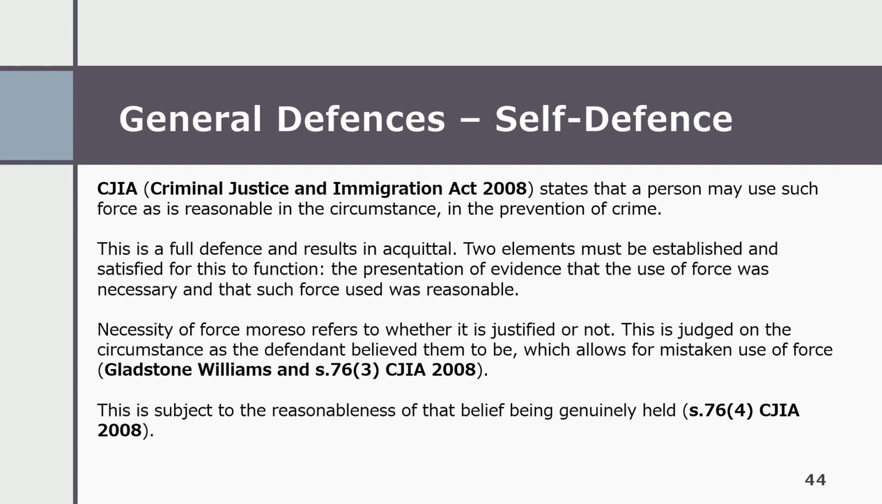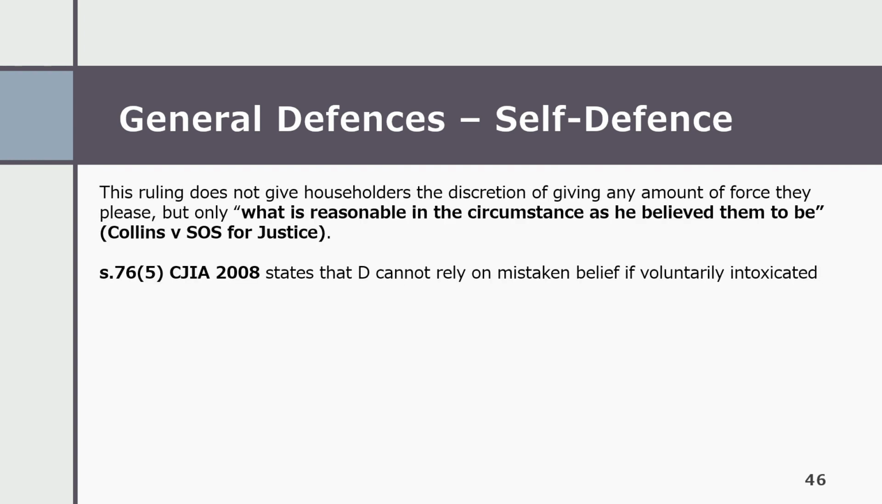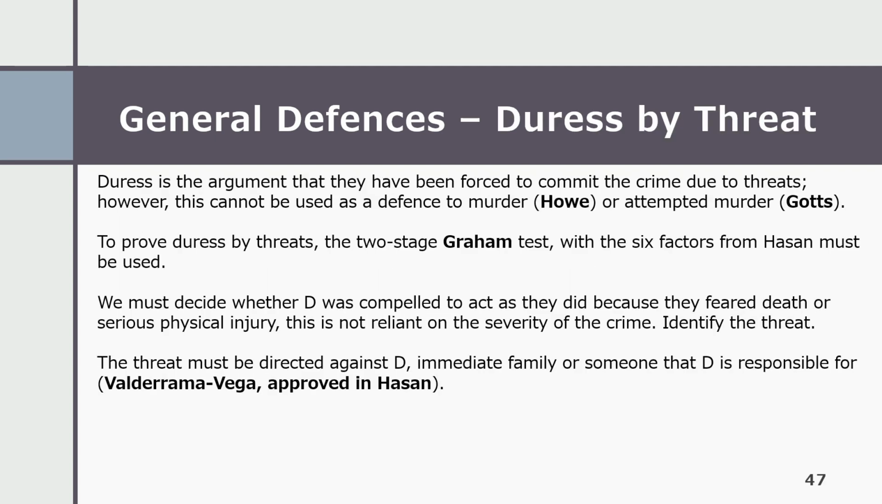So this ruling does not give householders the discretion of using any amount of force they please, though, but only what is reasonable in the circumstances he believed them to be. So that's Collins v. SOS for Justice. Section 76, subsection 5 states that D cannot rely on mistaken belief if voluntarily intoxicated.